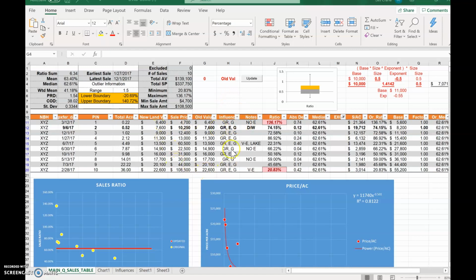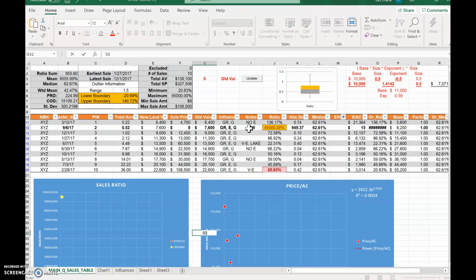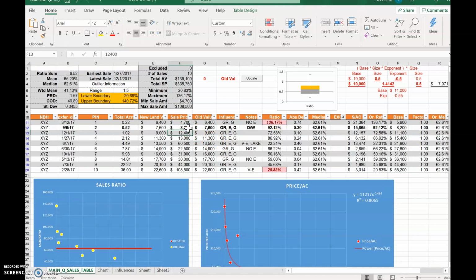So looking through our sales, I've highlighted this sale number 2 here, and the reason I've highlighted that is it has a driveway improvement. So what we will do is take the value of the driveway, which for this year is $2,000, and we subtract that from the purchase price, and that will give us just a straight land value. So we make that change. Okay. All right. So there's our updated value there.